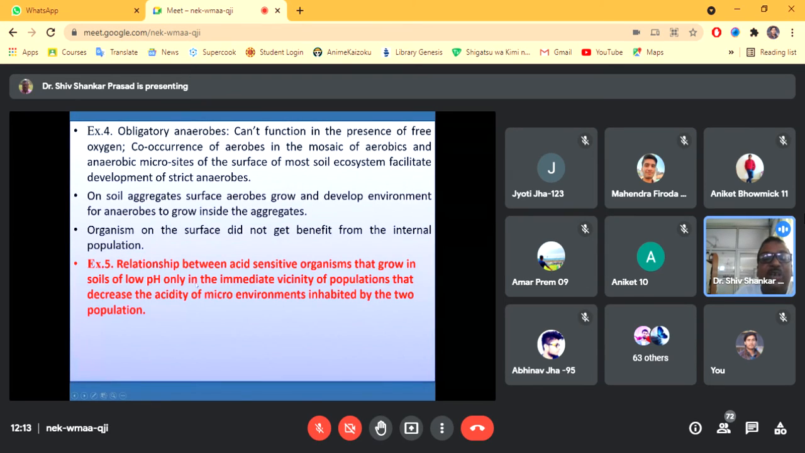Okay, only in the immediate vicinity of the population that decreases the acidity of the microenvironment, like the phosphate solubilizing microorganisms, which secrete acids in the surrounding environment. So in that pH environment, the acid sensitive microorganisms survive in the soil. The phosphate solubilizers have the natural property of secreting organic acids in the surroundings and create a surrounding environment, although it is only microsites, which becomes acidic in nature, and those microsites are suitable for survival of acid sensitive organisms.